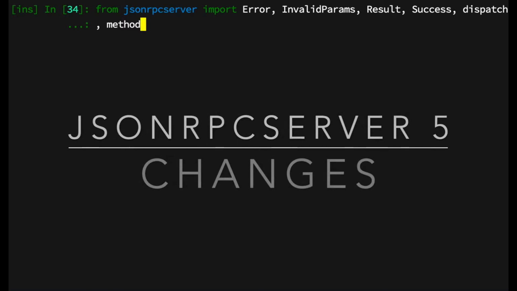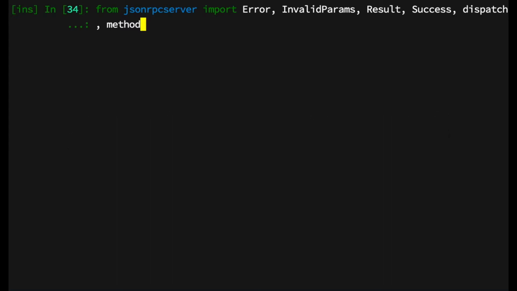So I thought I'd do a video of the changes in Jsonrpcserver version 5. This is the first major version of this library in a few years. It's been completely rebuilt internally, but it's basically the same usage except for a few minor changes, which I'll take you through in this video and try to explain a bit about why those changes were made.